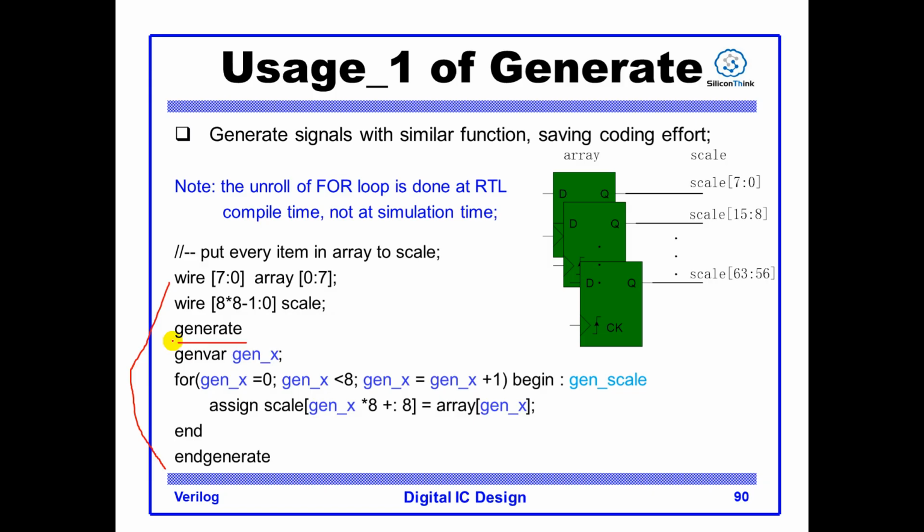Okay, next we use the generate syntax. It usually begins with generate and ends with endgenerate. They are always paired. Then in the generate, you can define a generate variable using the genvar keyword. Then we write a for loop. That is, it will loop for 8 times. The loop variable uses the generate variable.